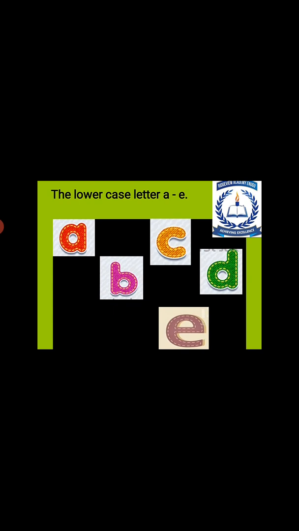The lowercase alphabet A to E. A, B, C, D, E. Let's go again. A, B, C, D, E, A, B, C, D, and E. Now, I would like us to identify the lowercase letter A to E, one after the other.